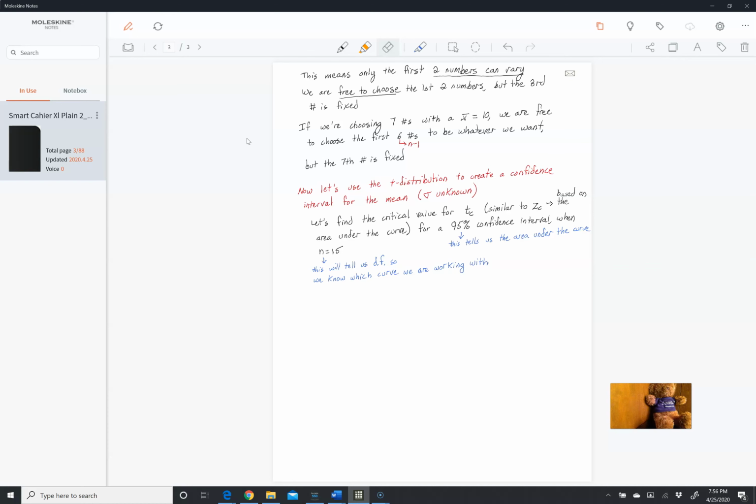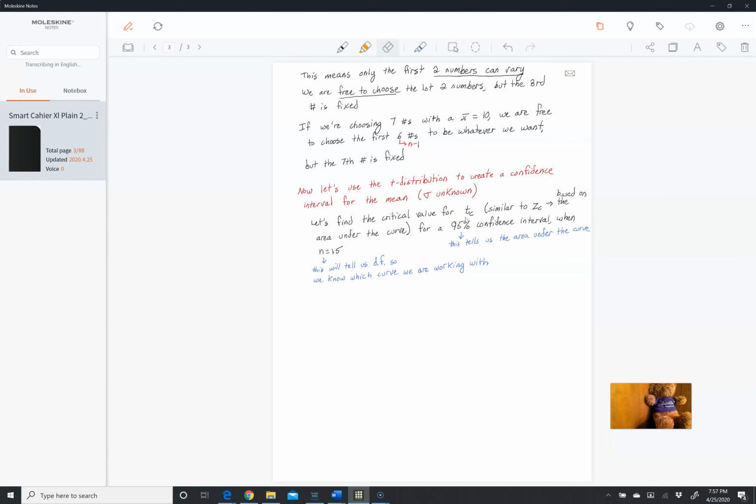Okay, so just to summarize one more time. Okay, we're using a t-distribution. Why are we using a t-distribution? Because we don't know sigma. What do we need to do? We need to find our critical value for t. Okay, why do we need to find that?